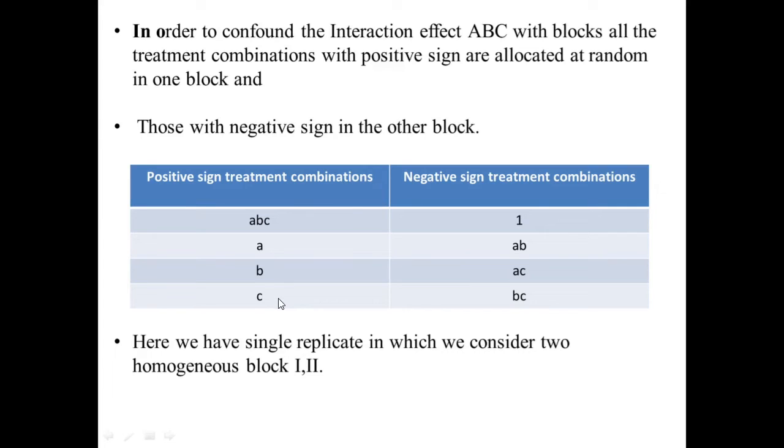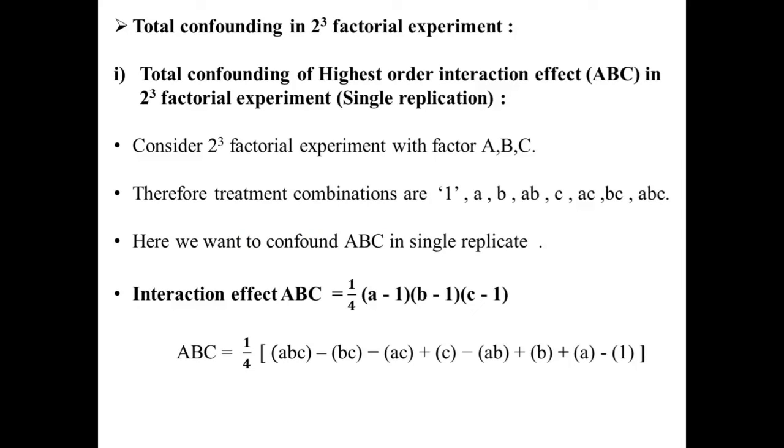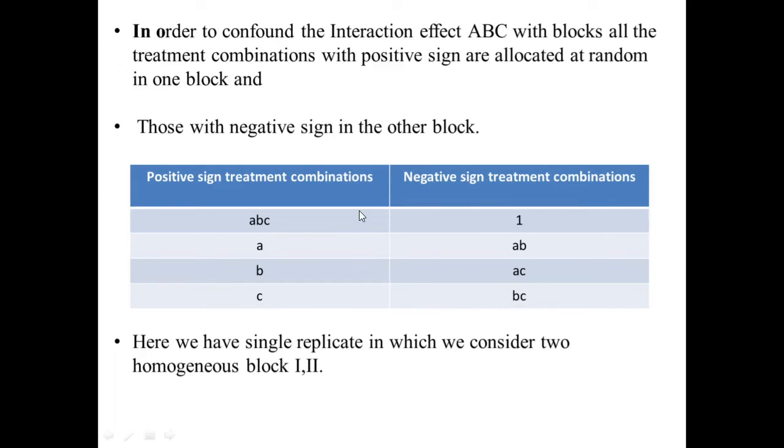Here we confound the ABC interaction effect. In this expression, ABC, C, B and A are the four terms which have a positive sign, so we write all positive sign terms here: ABC, A, B and C. And these are the treatment combinations which have a negative sign: 1, AB, AC and BC. So we have a single replicate in which we consider two homogeneous blocks, block 1 and block 2.